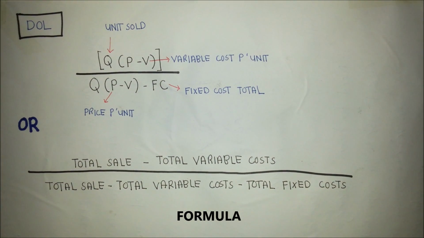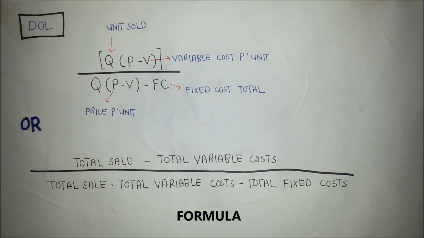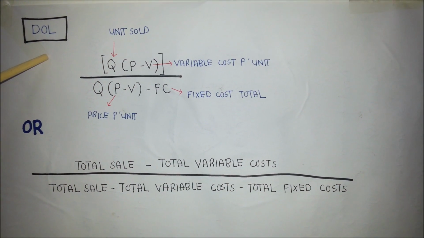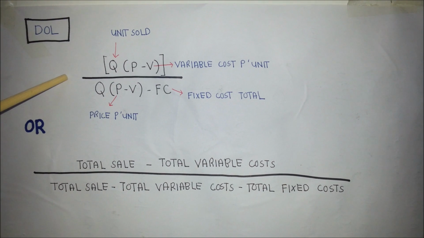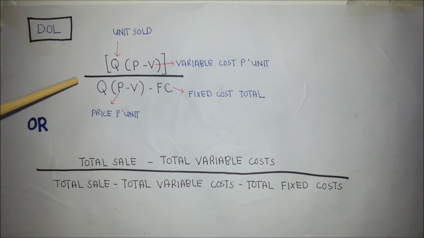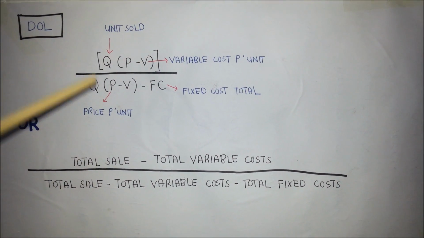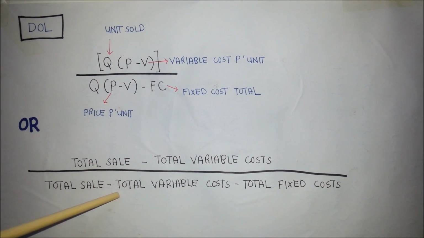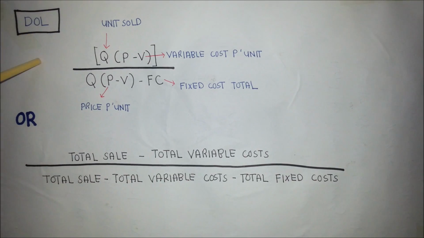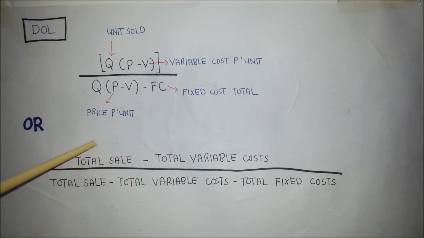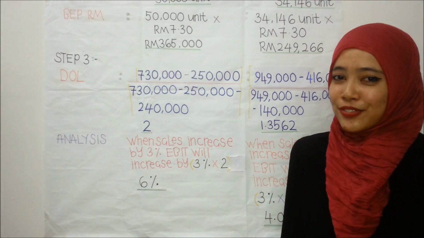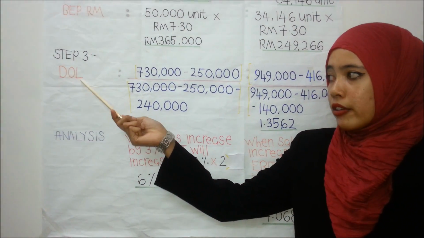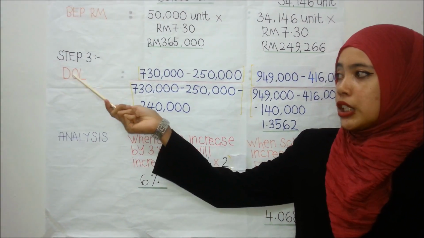For step 3, we need to calculate degree of operating leverage, DOL. There are two formulas for degree of operating leverage: in unit and in total. So in Adam's situation, we only use DOL in total. Okay, for step 3, we need to calculate degree of operating leverage, DOL.